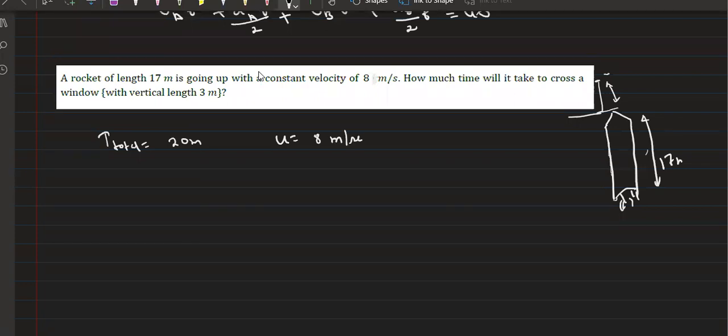Distance is given and velocity is given. Can you find time? That's what is asked. Easy. Time is distance by speed. Very good. So 20 by 8. So this is 2.5.